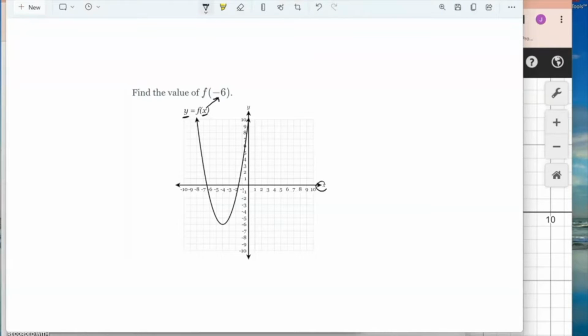So go to x, go to -6. Go to the graph, so up or down. So I go to the graph right here. Then I go to y, and I see what my y value is. So my y value is -2. Okay, that's all you're really doing there.